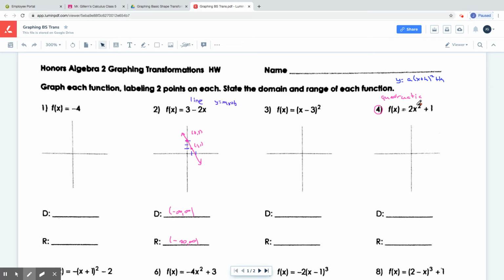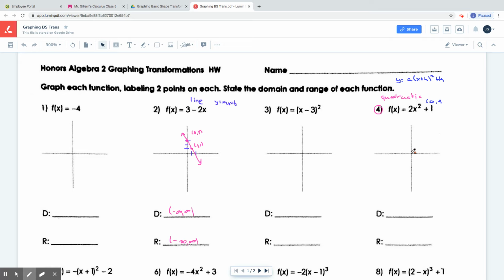If we look at this problem, there is nothing in there. Our normal vertex is at (0, 0). If we think about it in terms of slides, the x doesn't move. There's nothing in there with the x, so it's at 0.